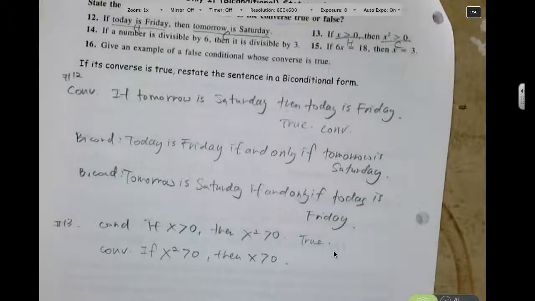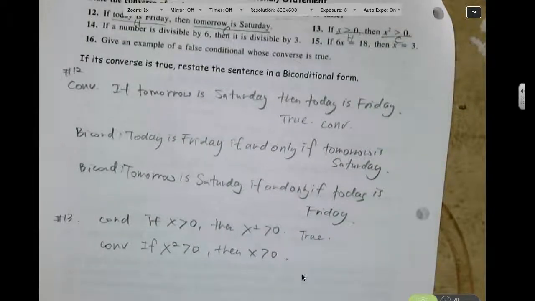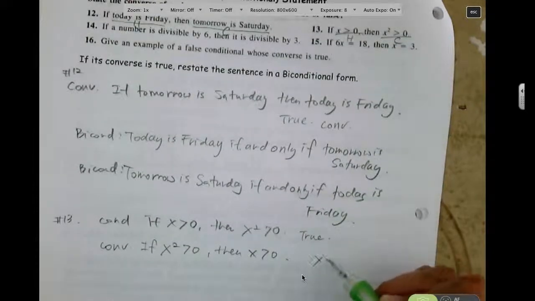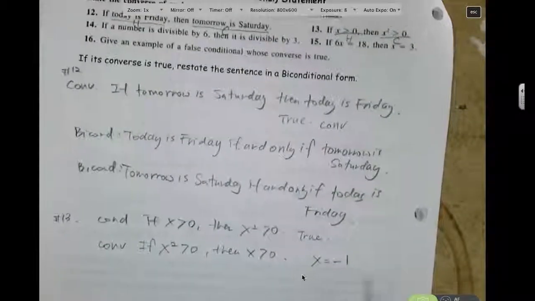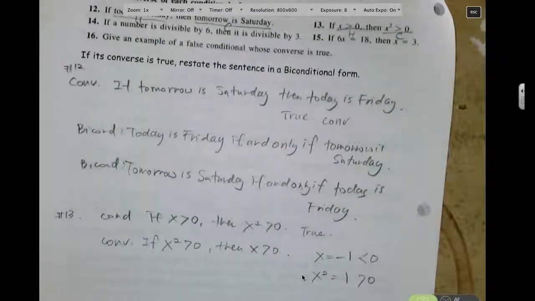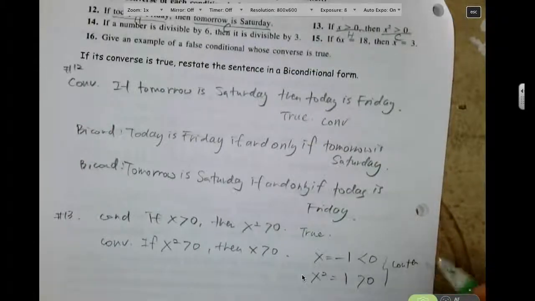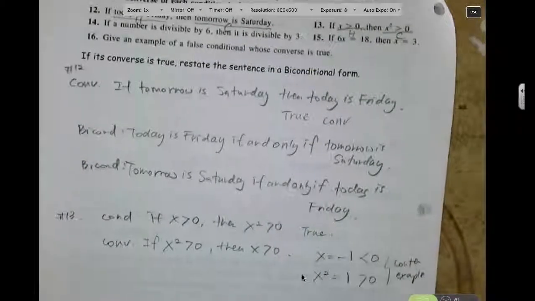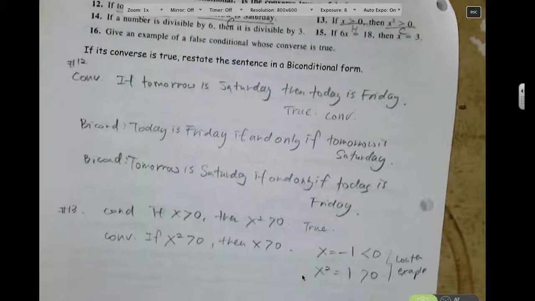So what's the counterexample? When you say the converse statement is not true, you have to have a counterexample. So a good counterexample would be x equals -1. The x squared would be 1, which is greater than 0. But x equals -1 is less than 0. So that's a counterexample. So now you cannot write this as a true biconditional because it would be incorrect. So you do 14, 15, and 16 as homework.